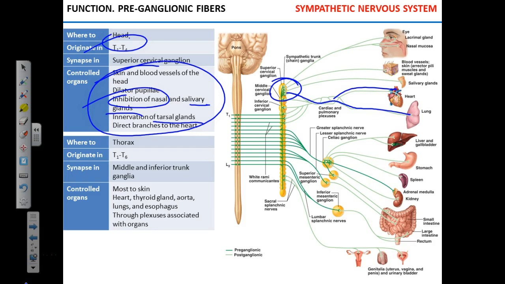First half of the thoracic region of the spinal cord. Middle and inferior ganglia, skin, heart, aorta, thyroid, pretty much thoracic organs, okay? Does that make sense? Sympathetic stimulation to the heart. What does it do to the heart? Increases heart rate and? Not the rate. The force of contraction. Yes, it increases contractility.